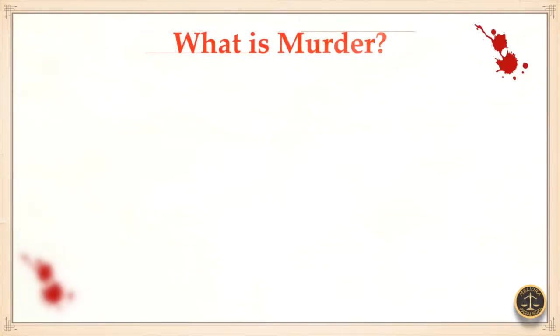Hello friends, in this video I am going to discuss what is murder. In simple language, killing someone with the intention and planning is known as murder. So in this video I will discuss the concept and punishment of murder. Let's start with the first question: what is murder? Murder is an unlawful killing of a person by another person.